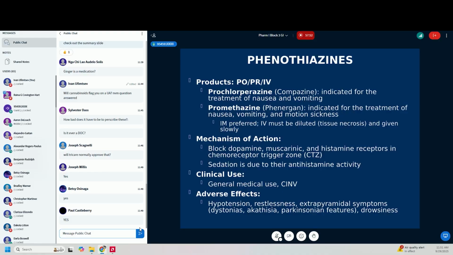Adverse effects, just make sure that you're understanding that we have several EPS or extrapyramidal symptoms that can be experienced. So we're talking about movement things. You have that hypotension and the drowsiness. So just think about EPS and drowsiness for the most part when we're looking at our phenothiazine.